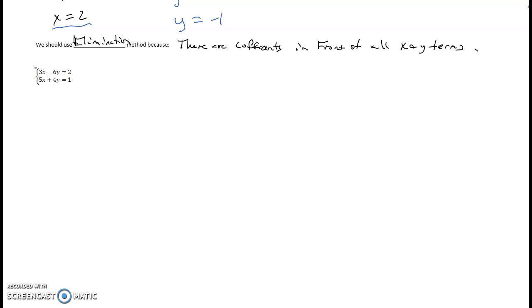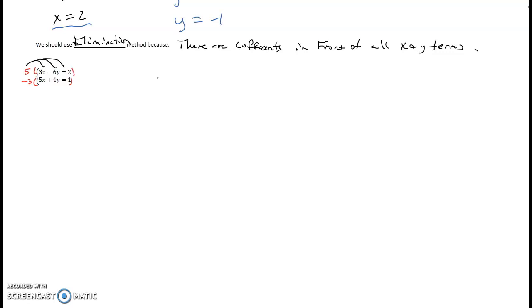Well, an easy way to do this is just to go ahead and say, I'm going to multiply the top equation by 5 and the bottom equation by -3. Now, the reason I chose a negative is because I want these to be opposite signs so that they can cancel out, and you'll see that in a second.